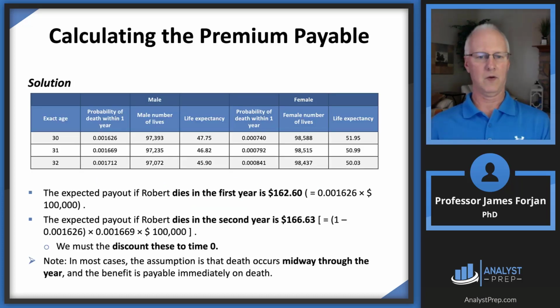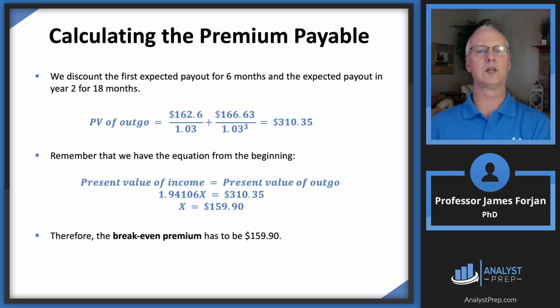And then the 166.63, where does that come from? That comes from the second block point there, 166.63. And we're going to take the present value of that by dividing by 1 plus the semi-annual interest rate. We're still at 3%, and doing it for 18 months. So that's 3 periods. And so we get 310.35. So notice what we're doing there. Present value of the ins equals the present value of the outs. So we've got the 1.94 is equal to the 310. Break even premium: 159.90.